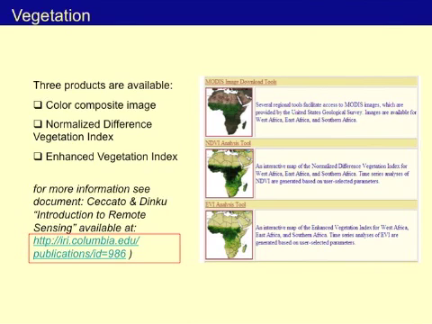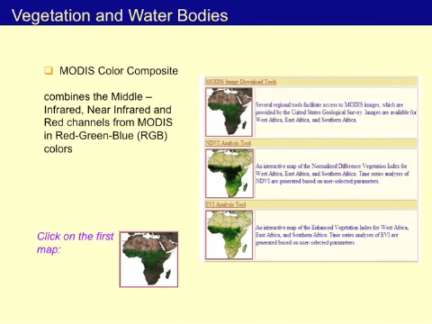at the following URL. The first image, the MODIS color composite, is a combination of the middle infrared, near infrared, and red channels from MODIS, with the middle infrared associated to the red color, the near infrared associated to the green color, and the red channel associated to the blue color, to form an RGB color composite image.